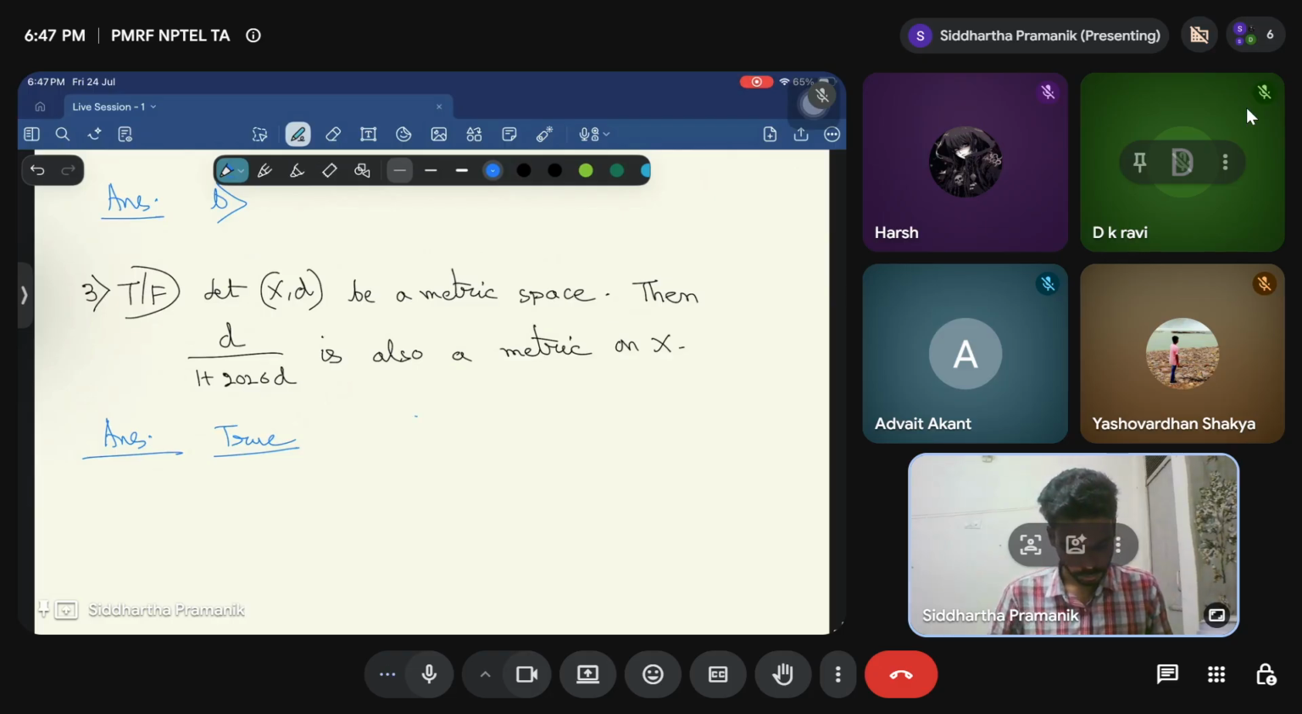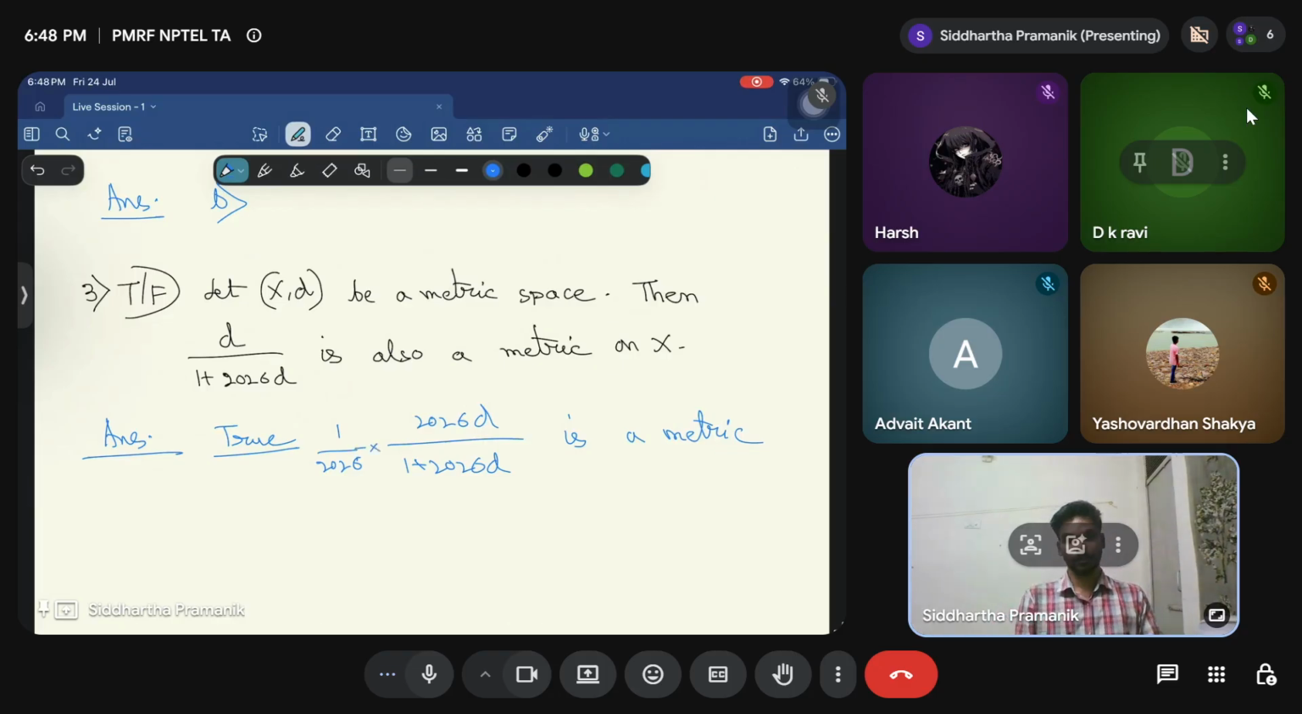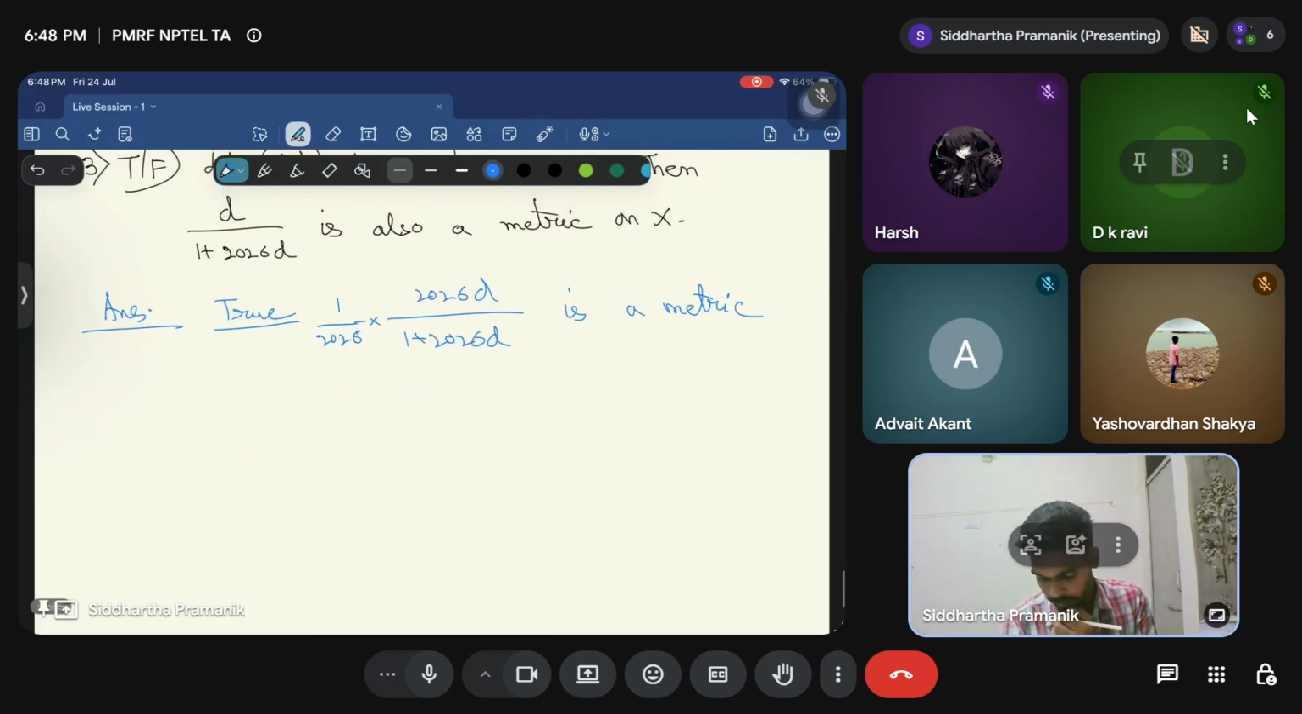So 2026D by 1 plus 2026D is a metric. Now you just do this thing. So this is fairly easier.